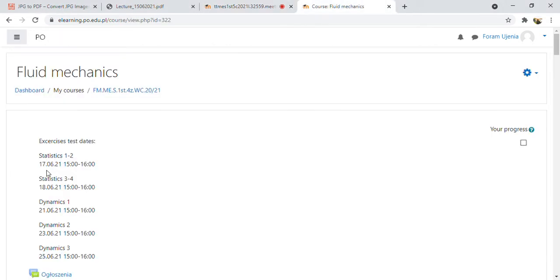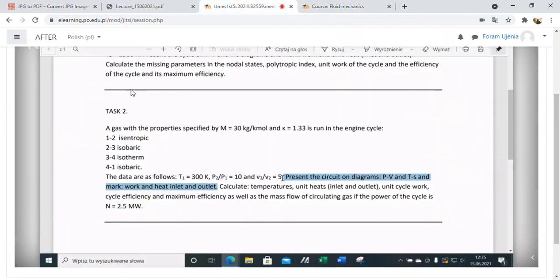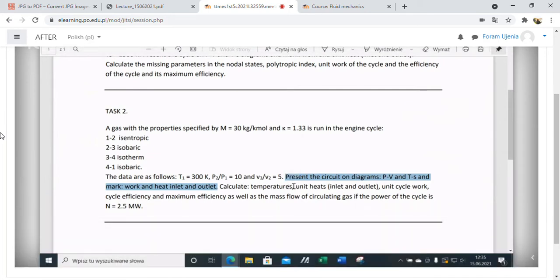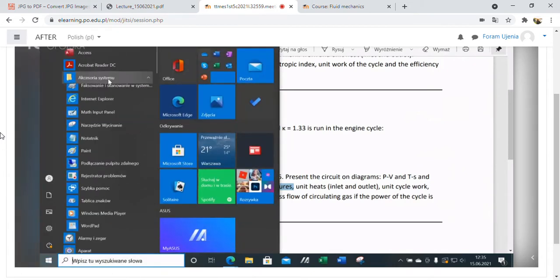Mark work and heat inlet and outlet. But to do this, at first, we should calculate the temperatures, exactly. And how to solve this.